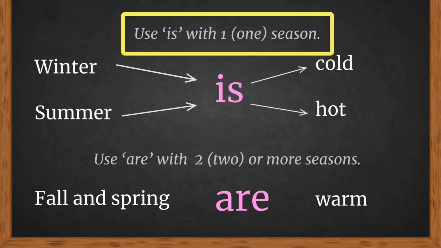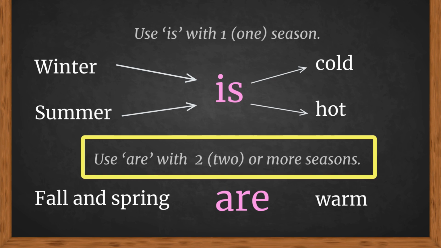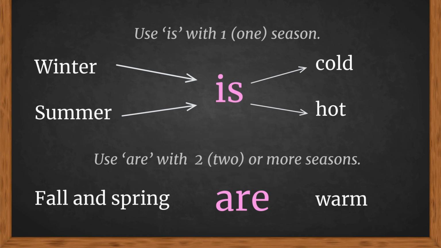Now, let's make full sentences with seasons. For one season, we use is. Listen. Winter is cold. Summer is hot. Repeat. Winter is cold. Summer is hot. For 2 seasons or more, we use are. Listen. Fall and spring are warm. Again. Fall and spring are warm. Now you can say which season is cold, hot, or warm in English.